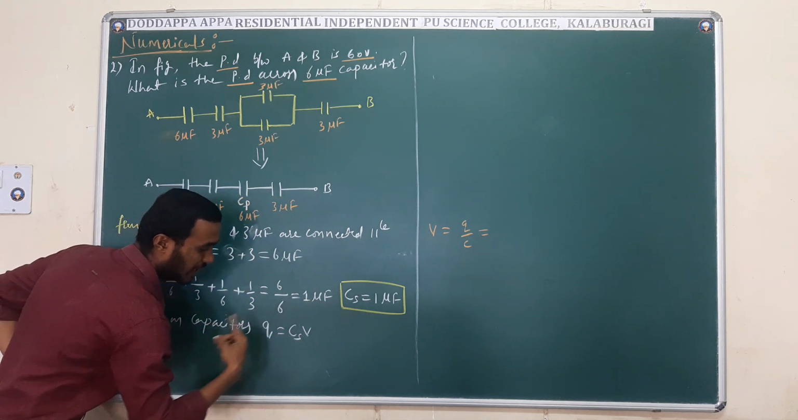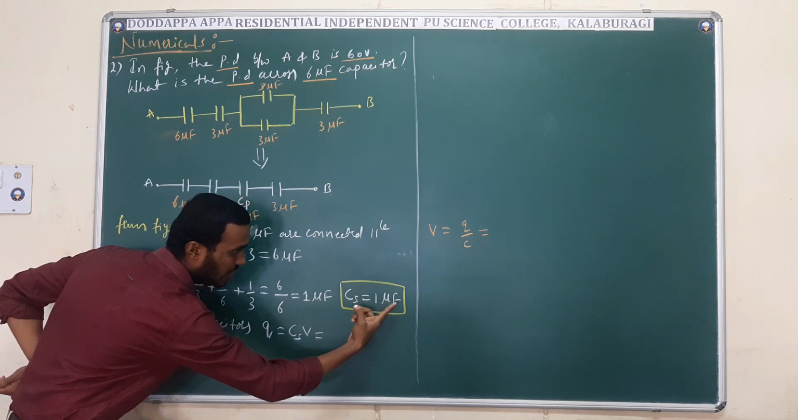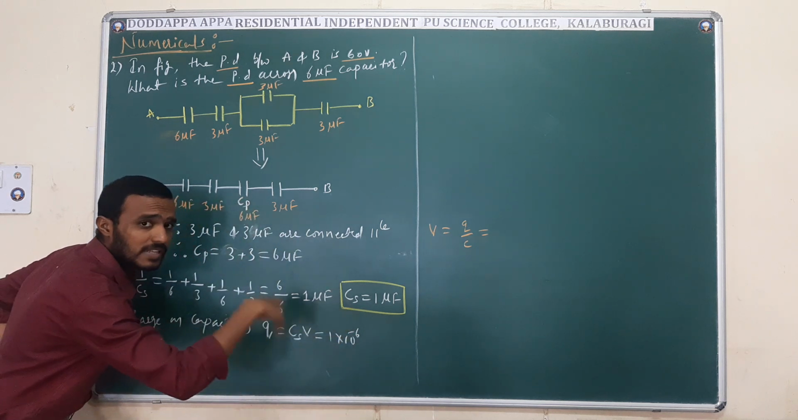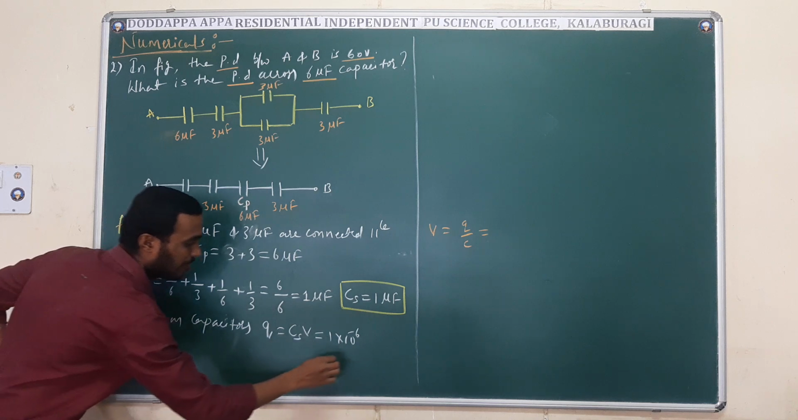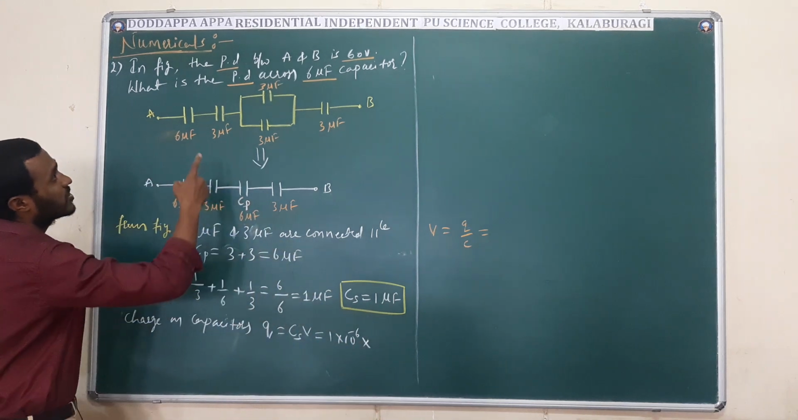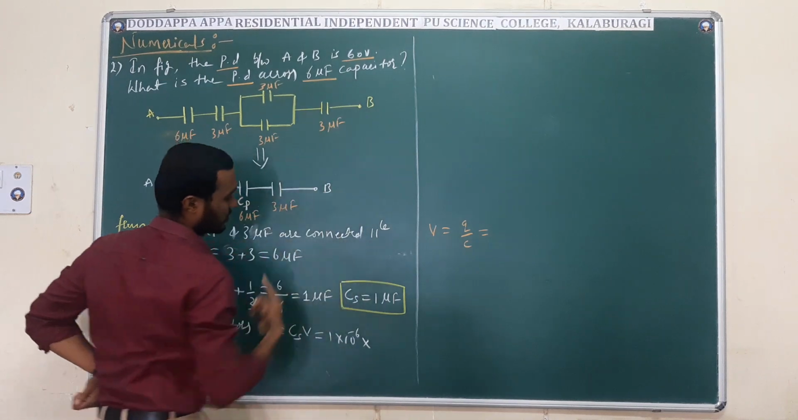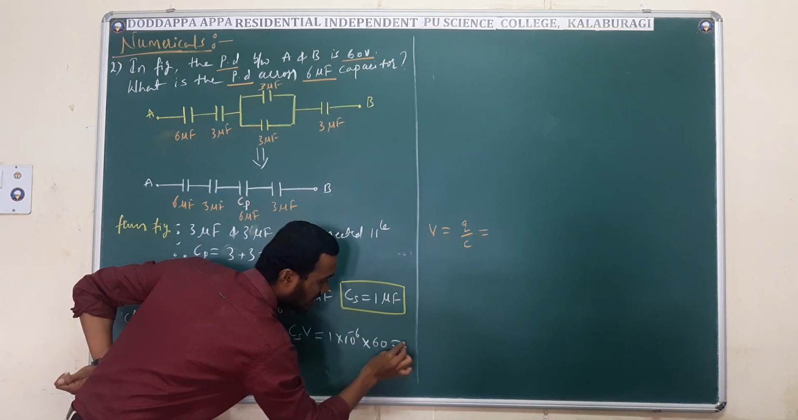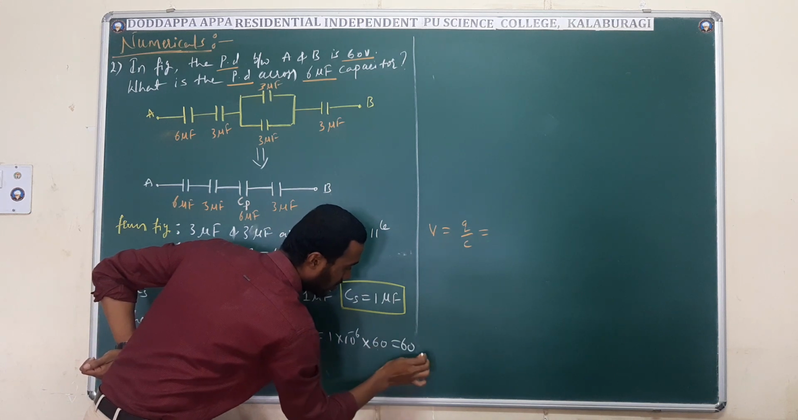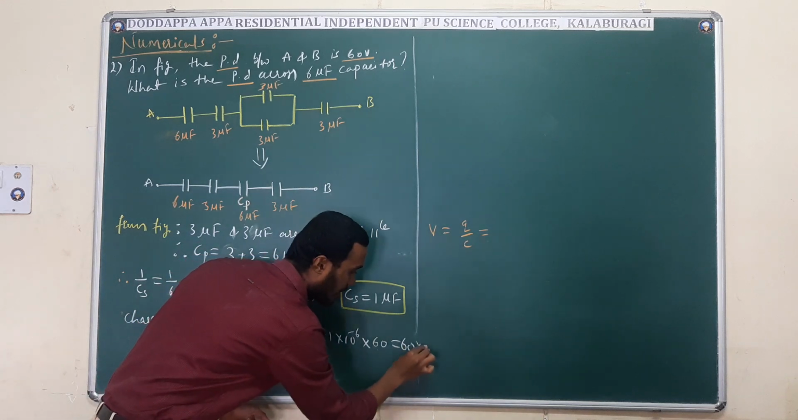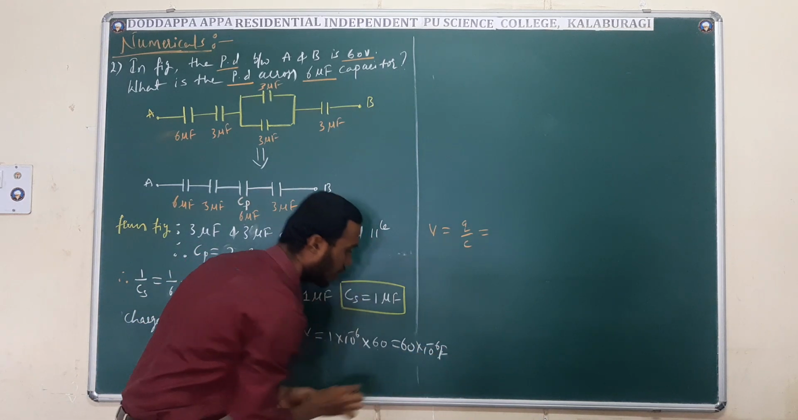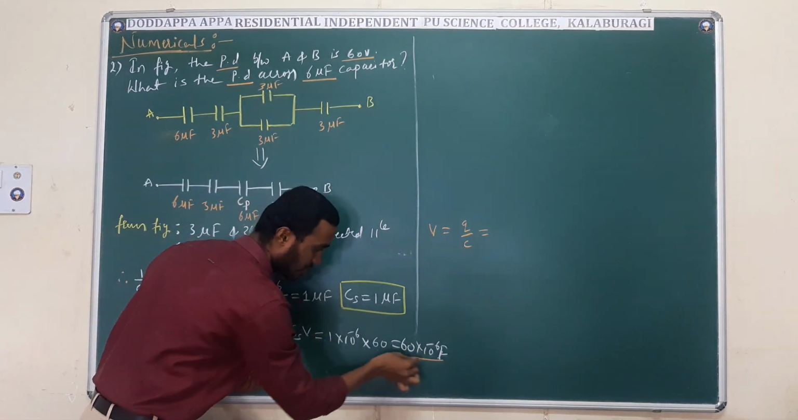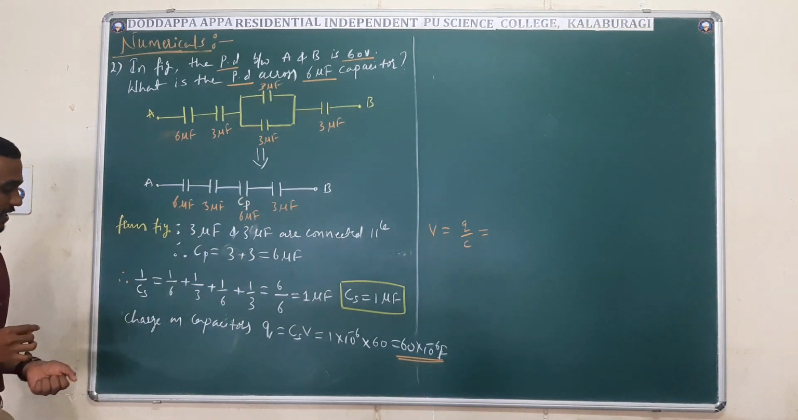So charge Q is equal to C into V. C means 1 into 10 to the power minus 6, or you may write 1 microfarad. V is how much he has given? 60 volt. So 60 into 1, 60 into 10 to the power minus 6 farad, or you may write 60 microfarad. Both are correct only. So this is our charge.